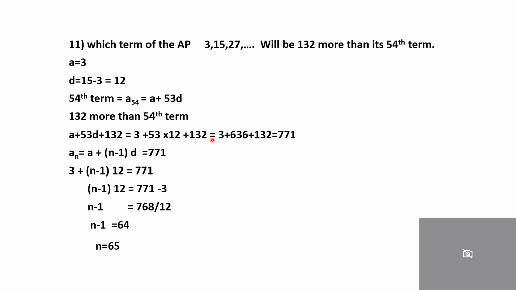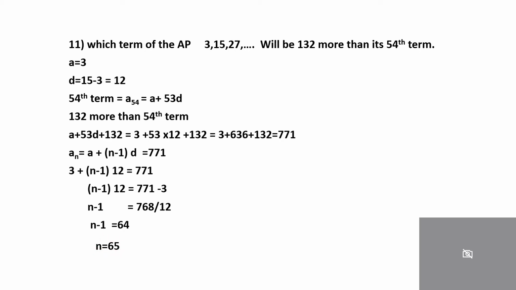When you multiply 53 into 12 and add everything, you will get 771. You have to see which term of this AP is 771. So we apply the formula a plus n minus 1 into d. a is 3, plus n minus 1 into d which is 12, equals 771. So n minus 1 into 12 equals 771 minus 3, which is 768. This multiplication by 12 will come as division by 12. 768 by 12 is 64. n minus 1 equals 64 means n is 65.